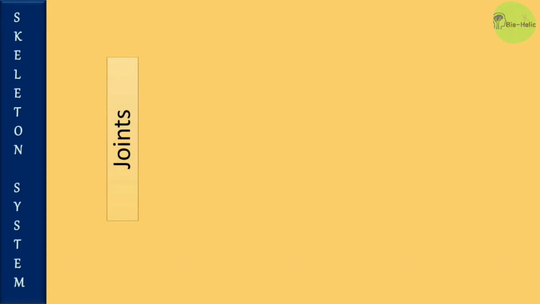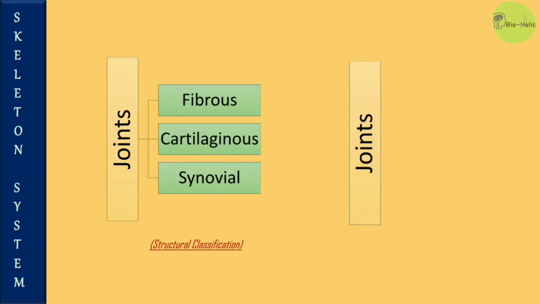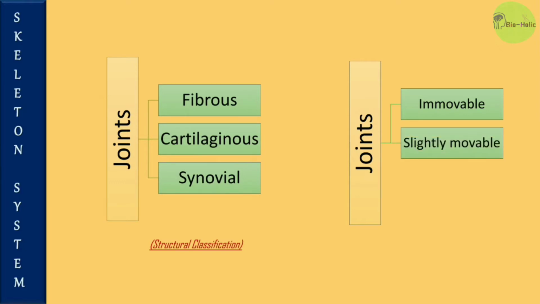Now, structurally, joints can be classified into three types. First one is the fibrous joint, then the cartilaginous joint, then the synovial joint. And on the other hand, functionally, joints can be classified into another three types. First one is the immovable, second one is the slightly movable, and the third one is the freely movable joints. Now we will study one by one in details.